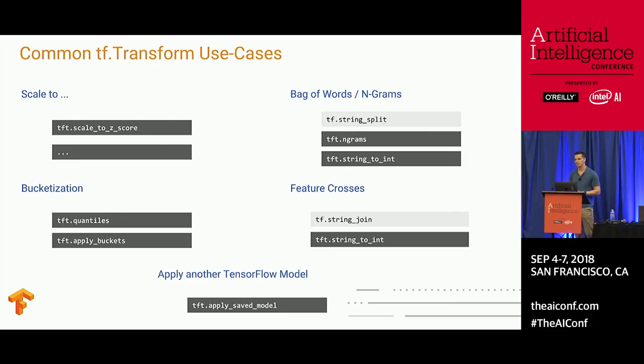I talked about scaling and bucketization. Text transformations are very common. So if you want to compute n-grams, you can do that as well. And a particularly interesting one is actually applying a saved model.